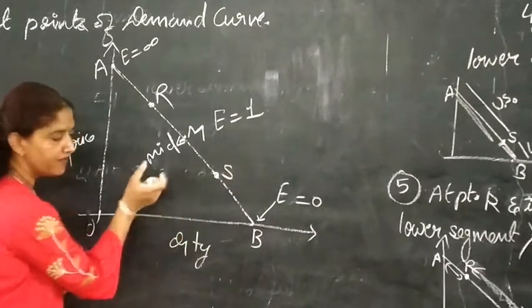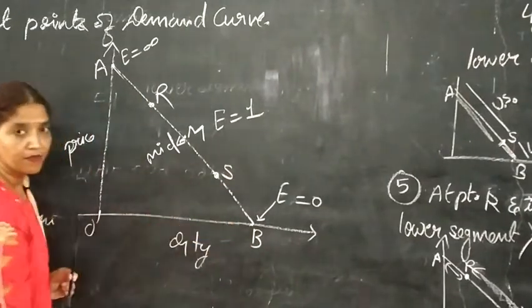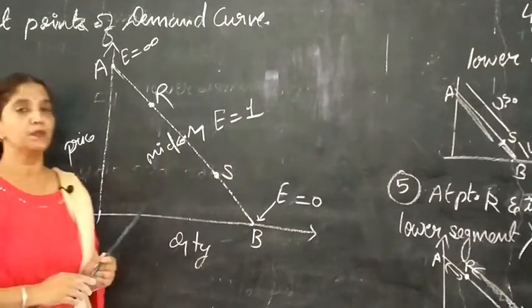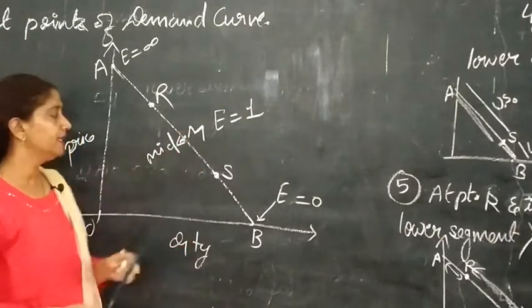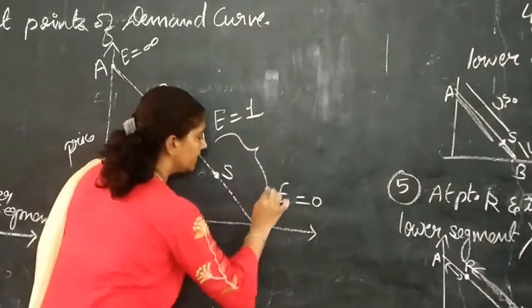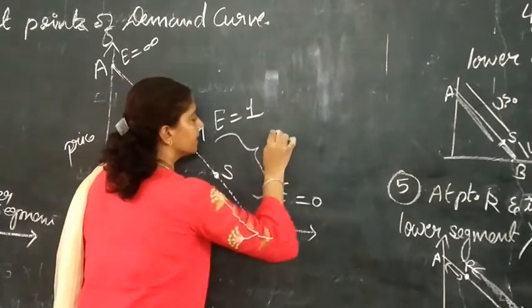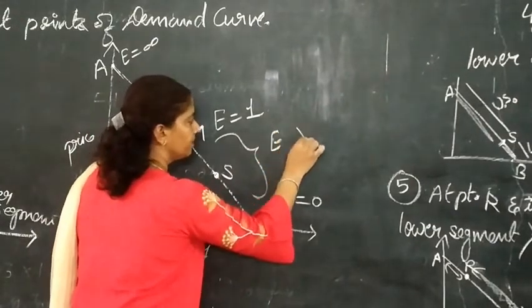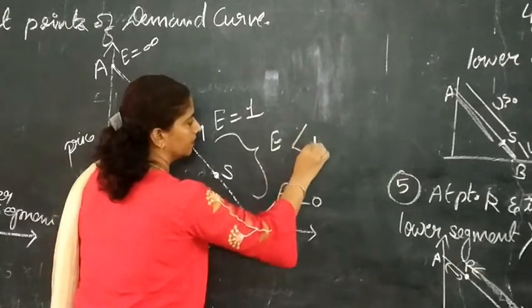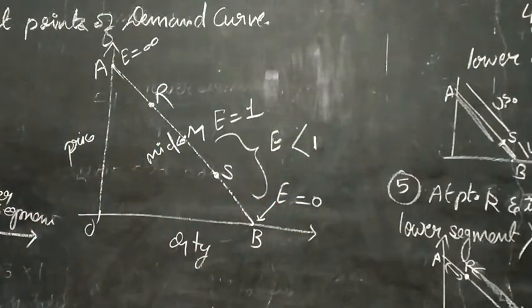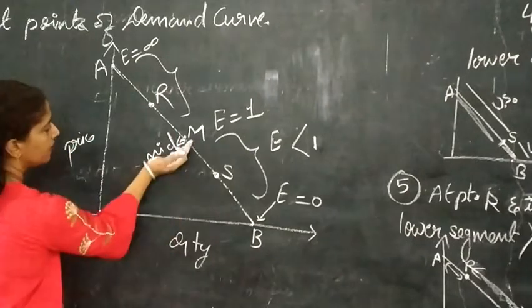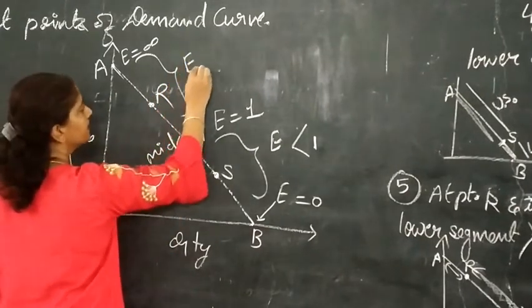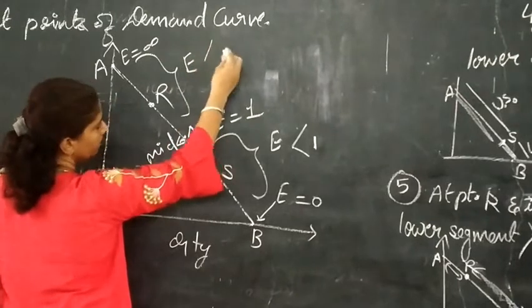Any point which is lying between M and B, or we can say that if we are supposed to calculate elasticity below the midpoint, in that condition the elasticity will be less elastic. This elasticity will be less than 1, and any point which is situated above the midpoint, at that point elasticity will be greater than 1.